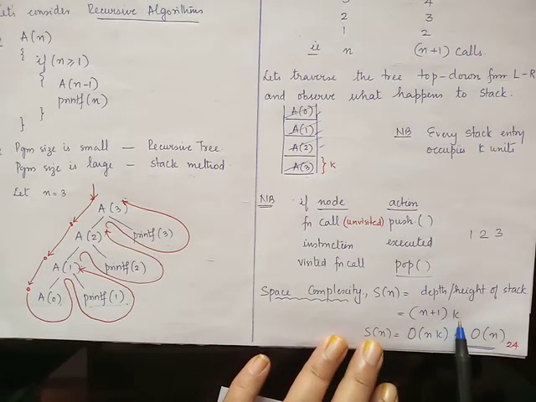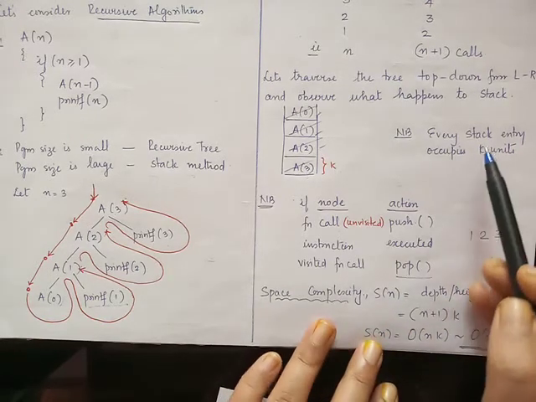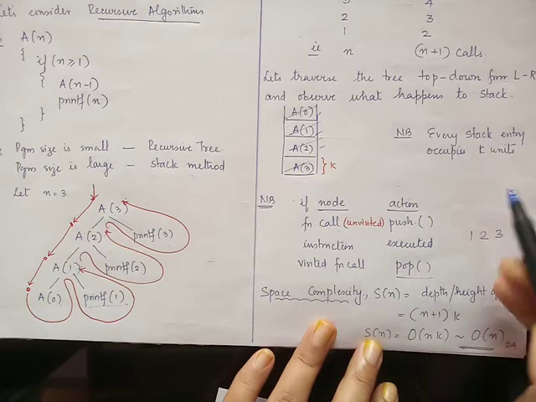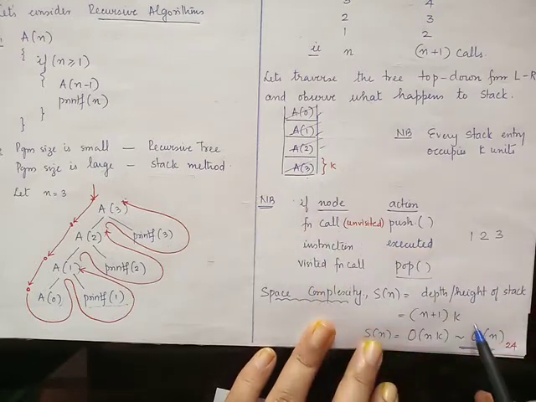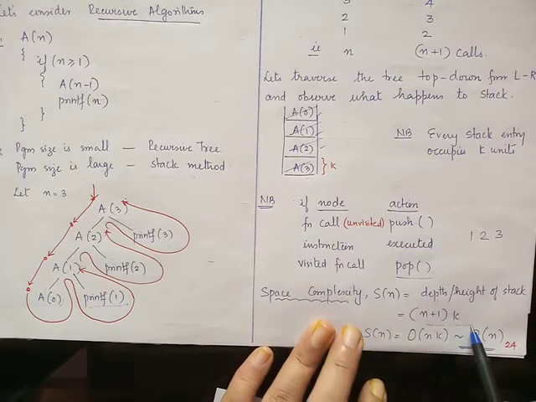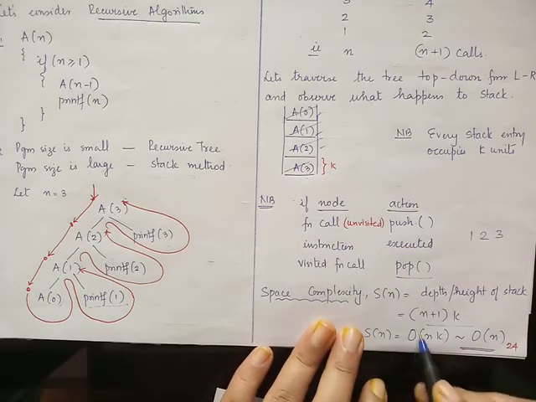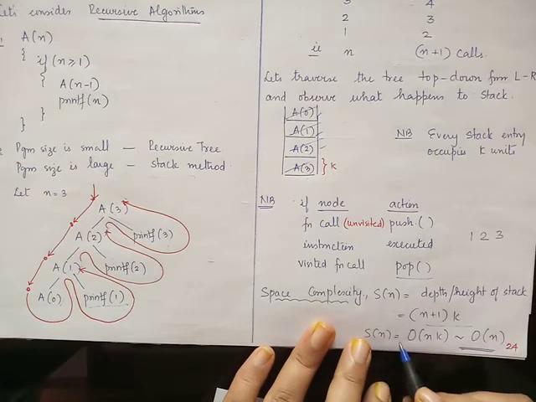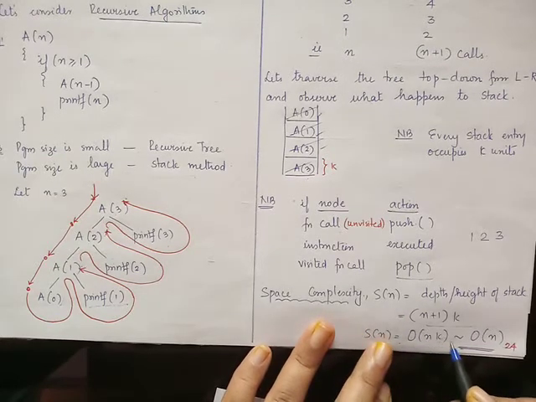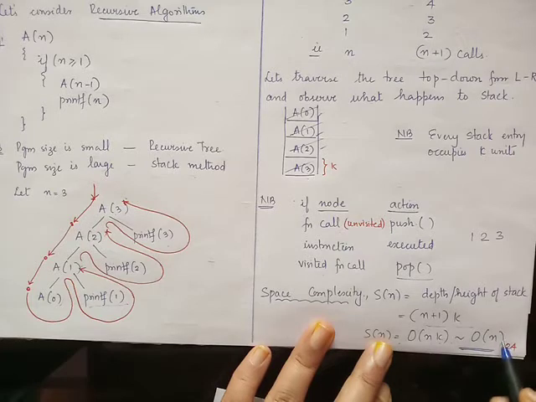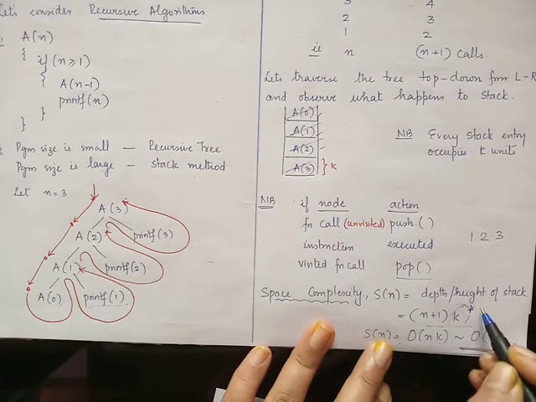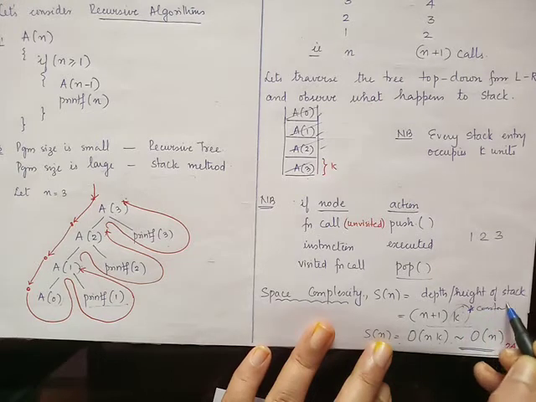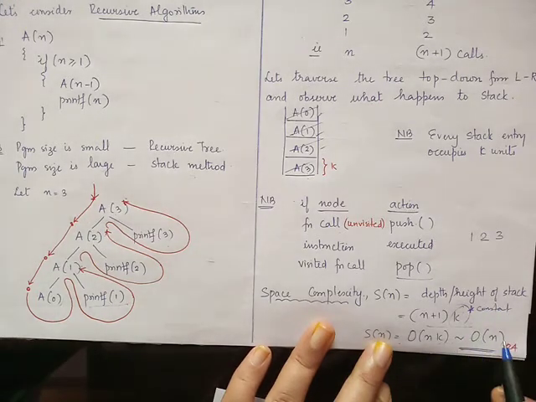Okay, now k is the memory required for storing each of these recursive calls, which is clear to us. Here we can write it as big O of S of n is equal to big O of n times k, which is equivalent to big O of n, since k is a constant value here. Okay, we can write it as big O of n.